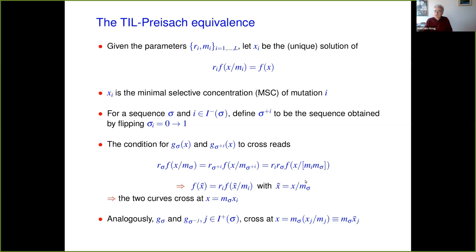So if we define X tilde as X over M sigma, you see that the condition is simply this, which is the same as the condition up here. And so you see that the two curves actually cross at a point given by M sigma times Xi, right? So these Xi's are sufficient to determine all the crossing points between all the curves. And similarly, if you have a spin that can flip from one to zero, the crossing point will be given by M sigma times Xj bar, where Xj bar is Xj divided by Mj.